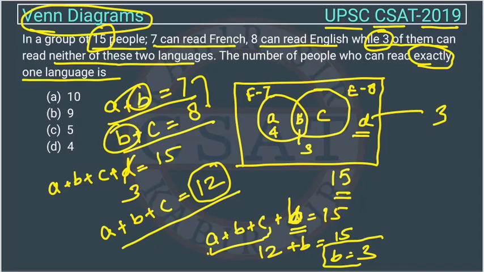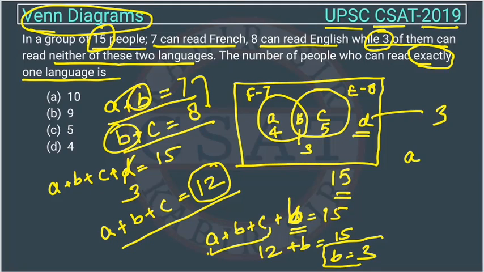A होगा 4. Similarly, B plus C कितना है? 8 है, right? If B is 8, then C will be 5, right? So now the question is asking what? The number of people who can read exactly 1. So exactly 1 वाला कौन सा होगा?